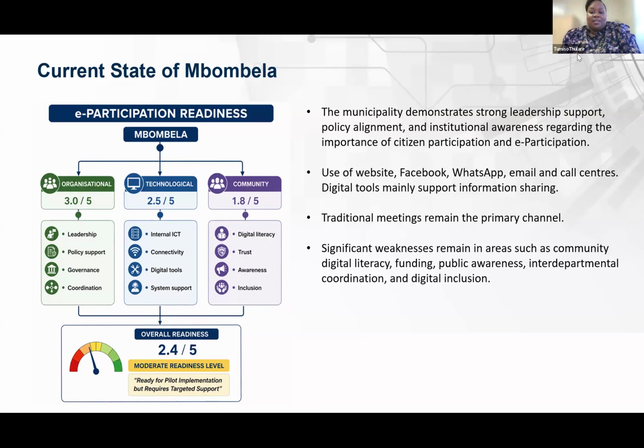Significant weaknesses remain in areas such as community digital literacy, funding, public awareness, interdepartmental coordination, and digital inclusion. This indicates that there is some presence of digital participation, but it remains supplementary to conventional engagement mechanisms. So the overall readiness is at a moderate level. They are ready to pilot, but they require targeted support.